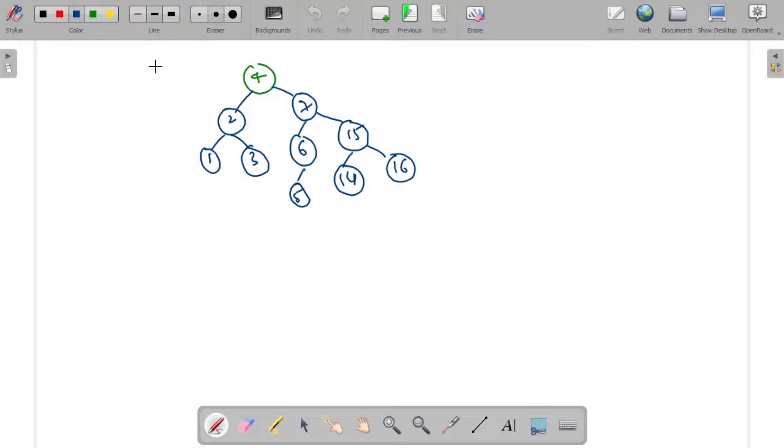I hope this insertion is very clear for everyone, and if you have any doubts you are free to ask your doubts. Sir, can we check the final AVL answer by writing the tree in order?